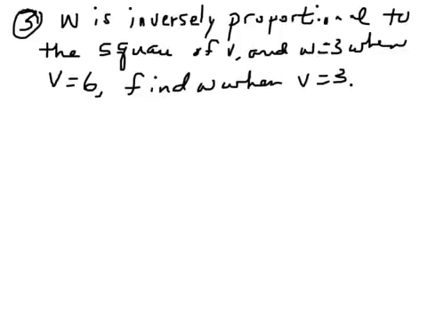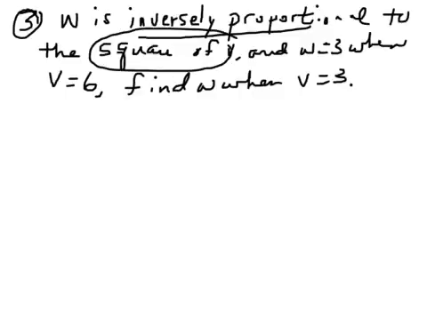We see that w is inversely proportional to the square of v. So you write w equals. Inversely proportional means that we're going to have a k on top, but what we're proportional to is going to go in the denominator, and it's the square of v. So we're going to put v squared here. Now, if we knew what k is, we could answer the question without much trouble. We don't know it, but we can find it because we get a set of information.